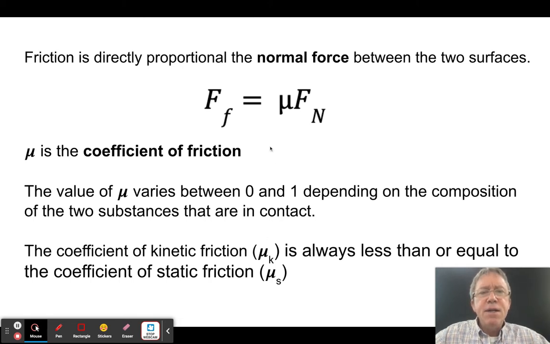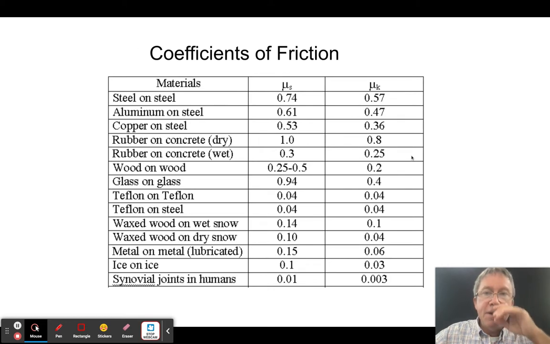And the other thing is that the mu for kinetic friction is going to be less than the value for static friction, because usually I have to exceed static friction in order to get the object to start moving, and then it drops down to the value for the kinetic friction. So here is a list of these. These have to be experimentally determined. There's no way of just using physics to say what they're going to be. So these are basically engineering values.